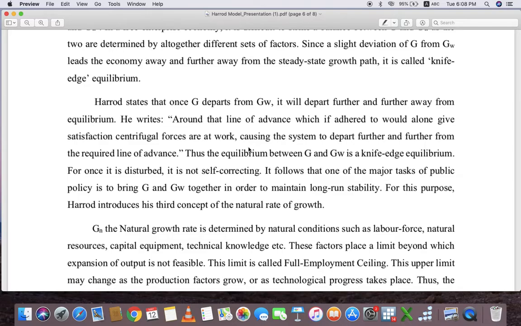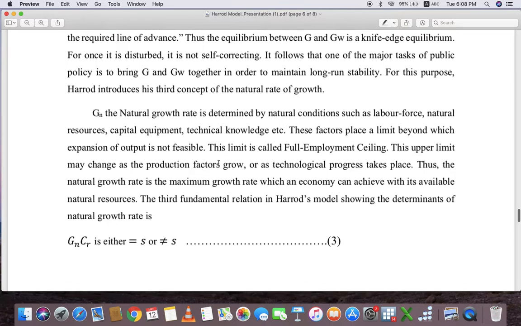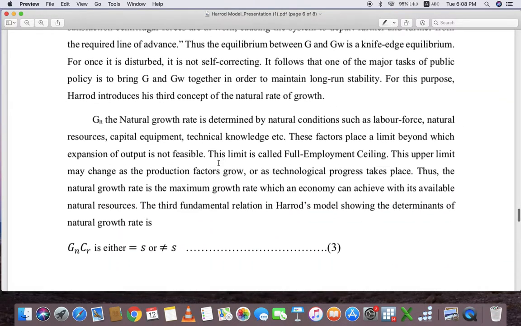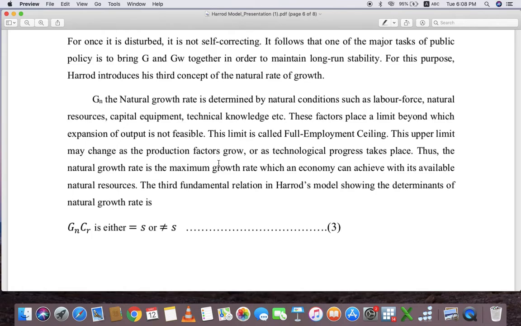And for this purpose, Harrod introduces his third concept, that is the concept of natural growth. What is called natural growth rate? Natural growth rate is determined by the natural conditions of the resources, that is labor force, natural resources, capital equipment, technical knowledge, which is naturally given in the country. These factors place a limit beyond which the expansion of capital, the expansion of output is not feasible.